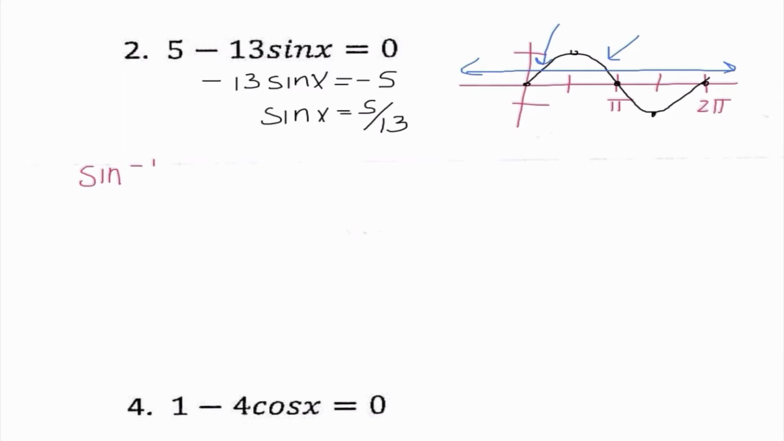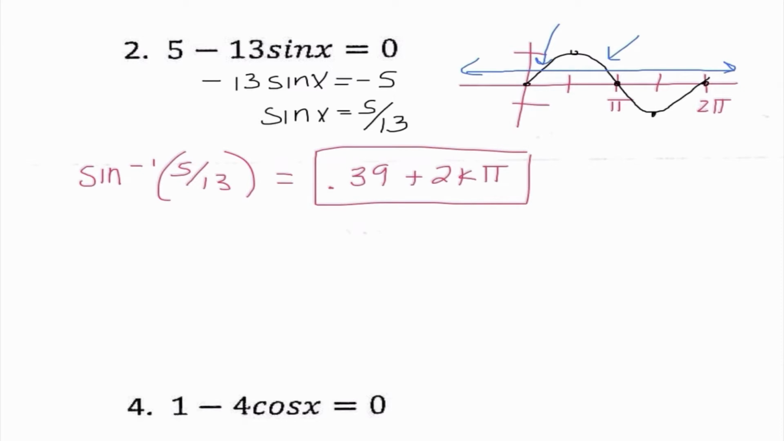So I'm going to do sine inverse of 5/13, which ends up being 0.39 plus 2k pi. Now, this time, in order to find our second answer, something looks a little bit different about my graph. In fact, this time, it looks like this distance from 0 to my first answer is the same distance as pi is from my second answer. So whenever I have sine, the way that we're finding our second answer is pi minus our first answer.